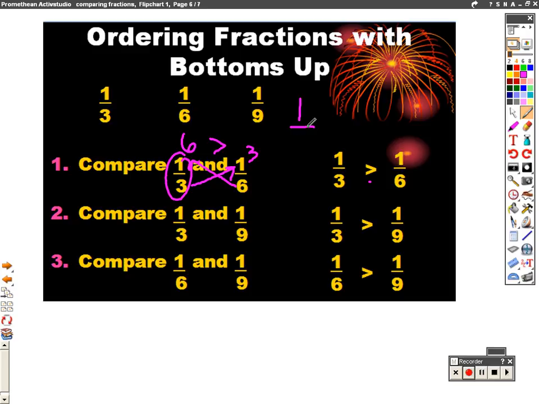So I know my order is going to be 1/3, and then there's going to be 1/6. I have to decide where this 1/9 is going to fit. Well, this is 3, and this is 9. Again, 1/3 is bigger than 1/9. So 1/9 is going to be somewhere to this side, but I don't know where yet, so I need to compare the two that are left. 9 times 1 is 9. 6 times 1 is 6. 9 is bigger than 6, so 1/6 is bigger than 1/9. So 1/6 comes in here before 1/9.